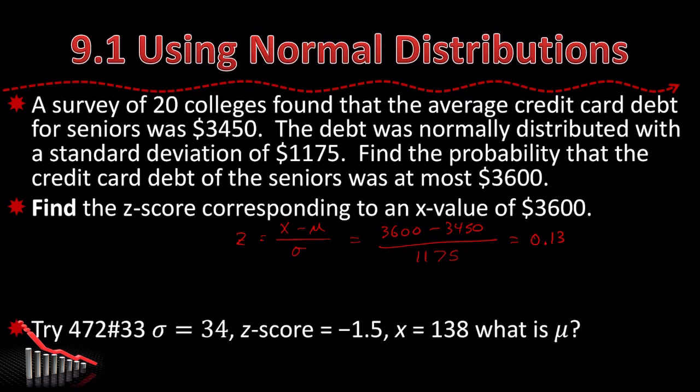Why don't you try number 33? They gave you the z-score this time of -1.5. So that's getting to below average. It's 1.5 standard deviations below the mean. What's the mean? So take your formula, fill it in, solve for mean. Pause while you do it. When you're done, you should have gotten 198 for your mean.